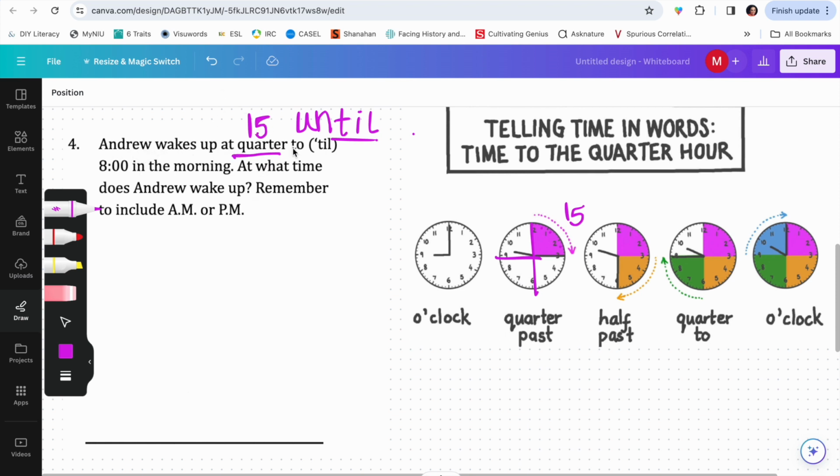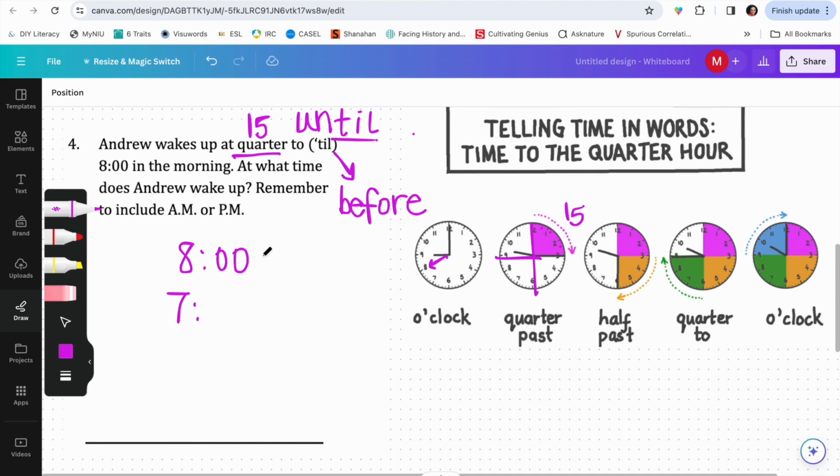So Andrew wakes up at 7:45, meaning this is before 8 o'clock. So if he's waking up before 8 o'clock, I'm thinking, okay, the time before 8 o'clock is going to be 7 o'clock. And if this clock, let's look at this clock. So this clock is showing 8 o'clock.